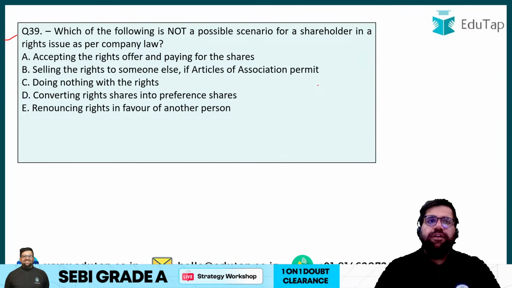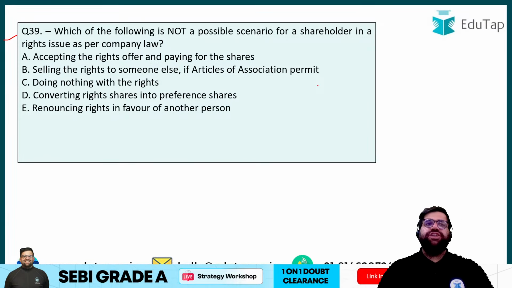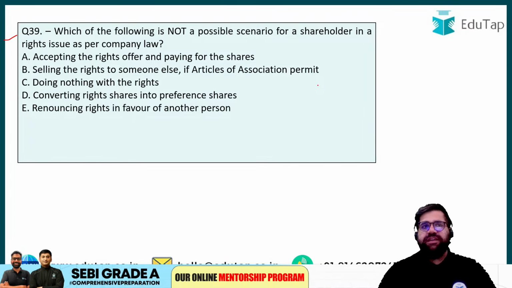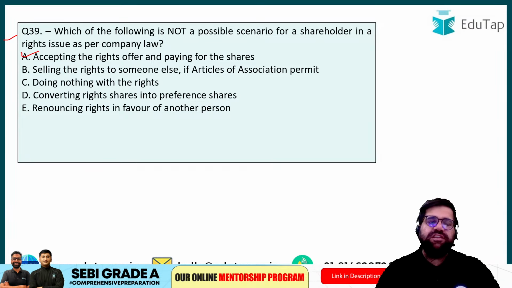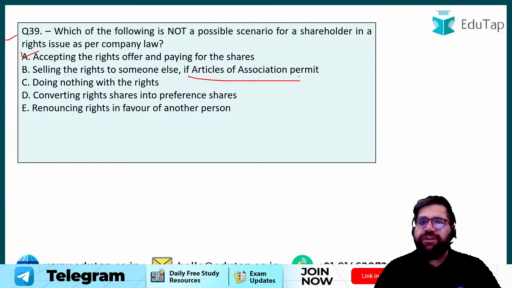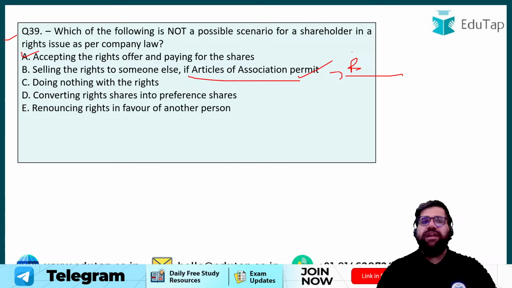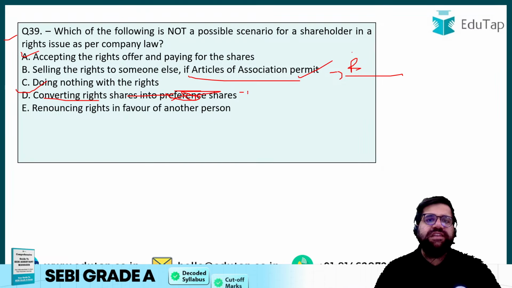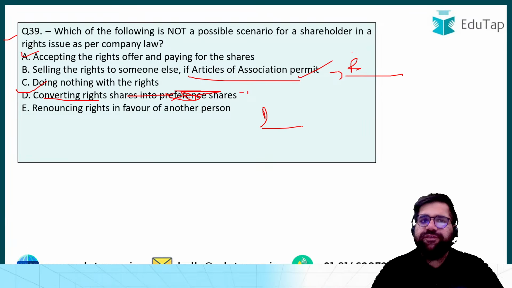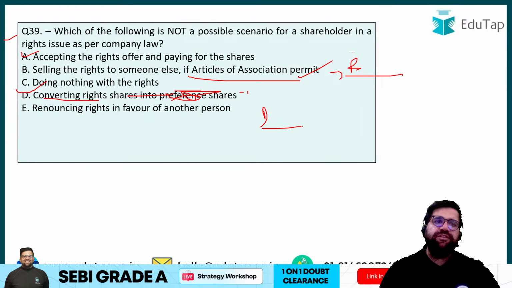Question number 39. Which of the following is not a possible scenario for a shareholder in a rights issue? Accepting the rights offer and paying for the shares? Yes, this is the best one because it will not lead to dilution of shareholding. Selling the rights to someone else if the articles of association permit? Yes, this is your renunciation of rights. Doing nothing? Yes, you can also opt for doing nothing. Converting rights into preference? No, no. You cannot convert your rights shares into preference. So the answer will be option number D. Renouncing rights in favor of others we have seen; this is basically your renunciation of right itself. So in the previous question, the right answer was option number B.